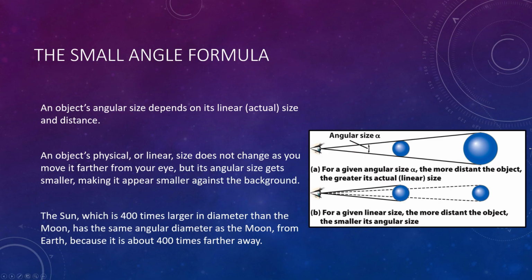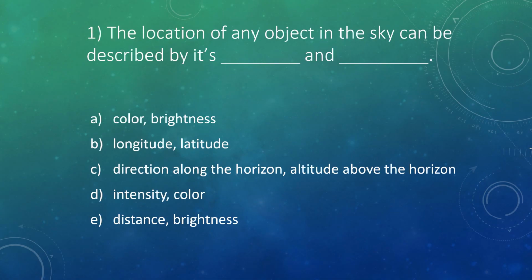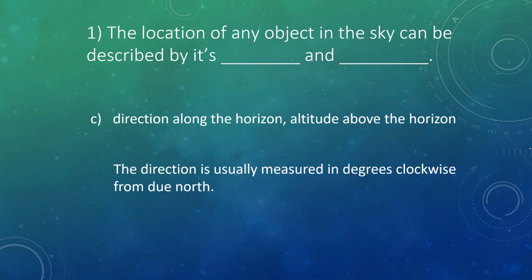So let's go ahead and try to close out this lecture with a couple of questions. Number 1. The location of any object in the sky can be described by its what and what? So how do we describe the location? Okay, in this case it is C, the direction along the horizon, and the altitude above the horizon. So the direction is usually measured in degrees clockwise from due north.